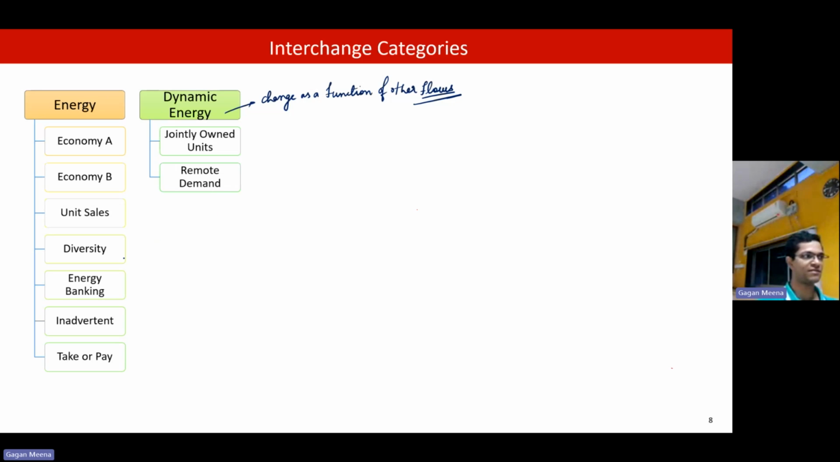And similarly, the other one is remote demand. Here the demand and changes in demand are the responsibility of a utility not in the control area. After mergers or purchase of other utilities, a demand center can be isolated within another control area. So such a demand is the responsibility of the serving utility.